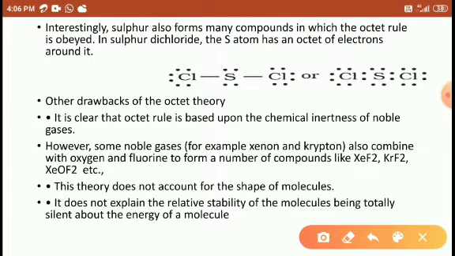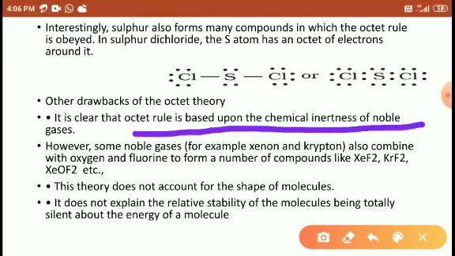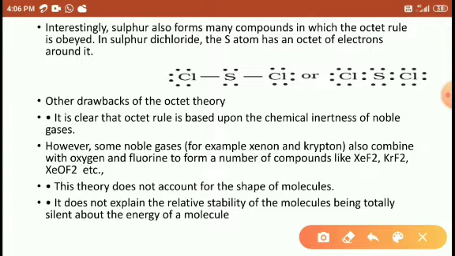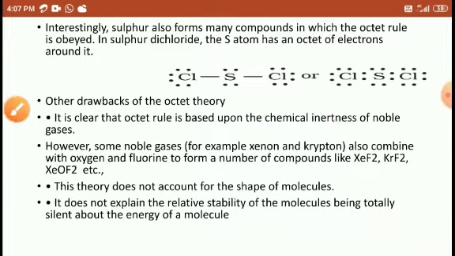It is clear that the octet rule is based upon the chemical inertness of the noble gases. Right. Why do we develop the octet structure? According to Kossel and Lewis, whatever species are present in the periodic table, they form chemical bonds because they want to attain the stable noble gas configuration. Right, students? So they want to stabilize themselves by attaining the outermost 8 electrons, so they share electrons. So that is the chemical inertness.